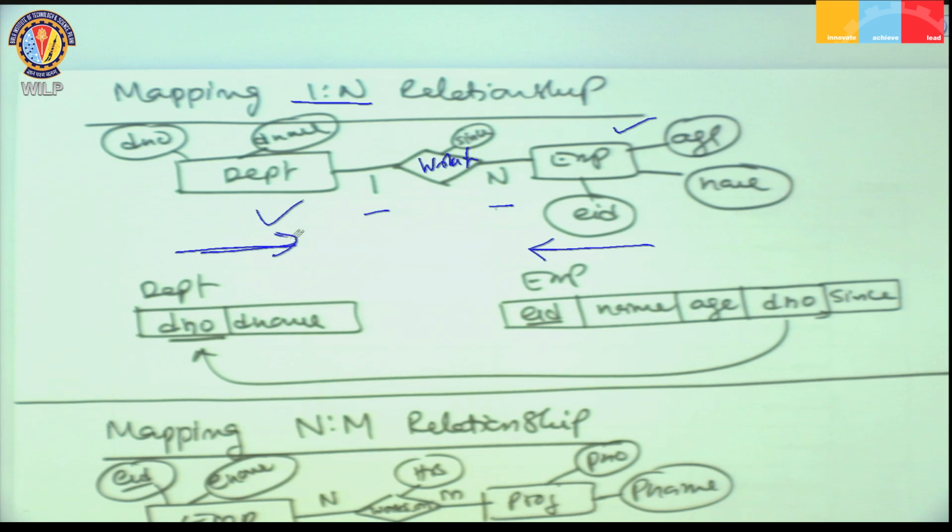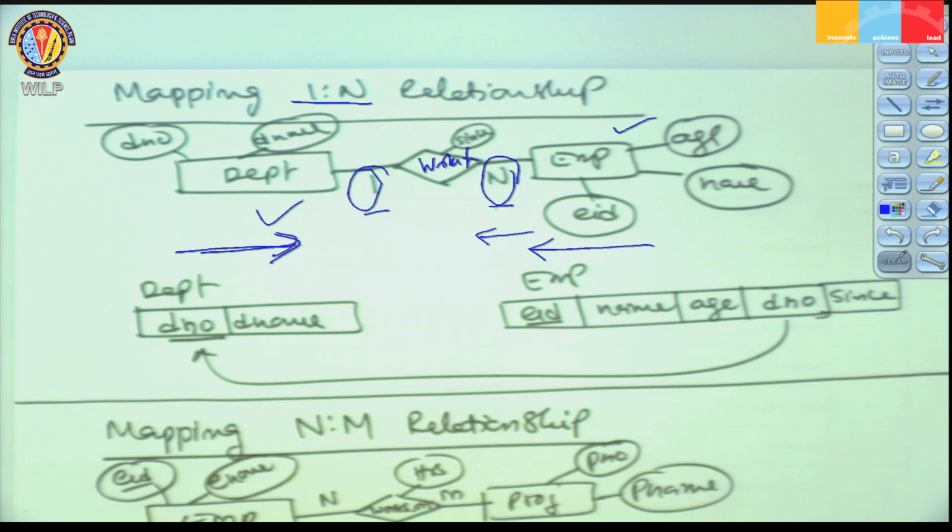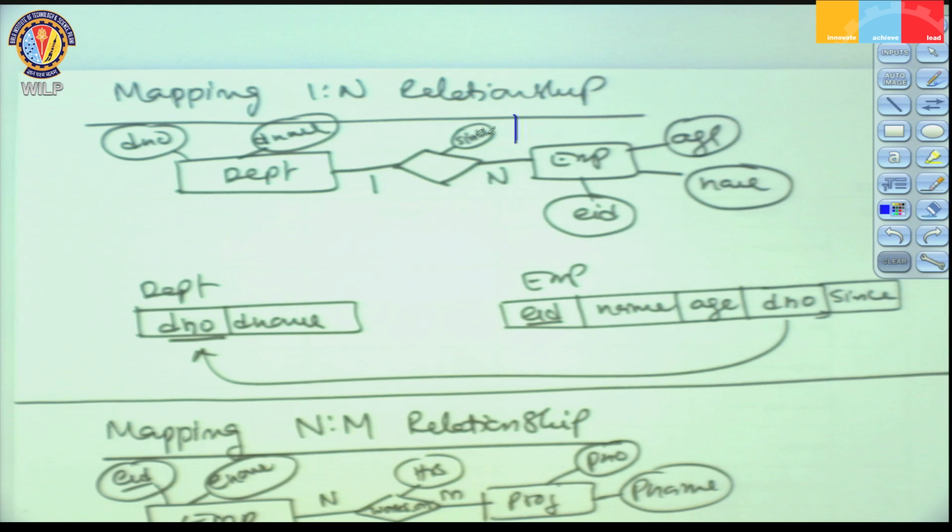If I read it from left to right, I should read it as each department entity can have association with n number of employees. That means n number of employees can work for a given department. And if I read it from right to left, it says that each employee can work for only one department. And since these are single lines, some departments may not have any employees, and some employees may not be working for any department. That is the meaning of this representation. It is a single line, so it is not total.